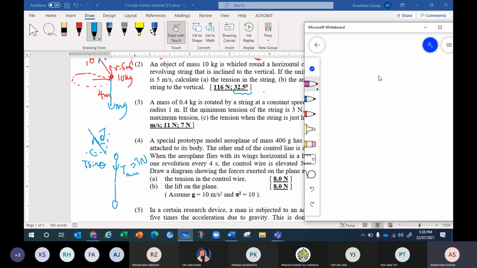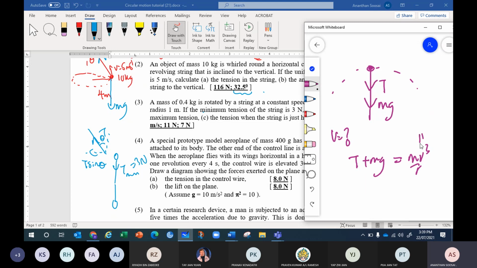Okay, we understand the system. At the top, the tension is acting down, and of course the mg is also acting down, when it whirls at the top. They're asking for the speed. So we write the formula. At the top, tension plus mg equals mv squared over r, correct? Whatever force is acting toward the center minus whatever force is opposing equals mv squared over r. This is the formula that must come to your mind.